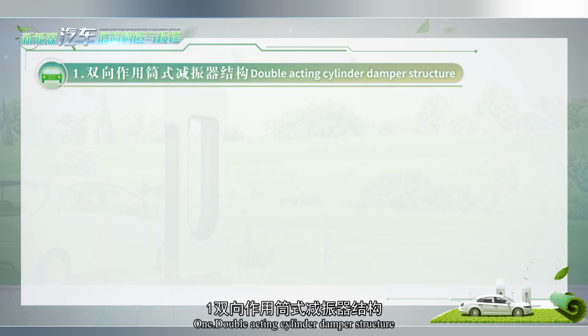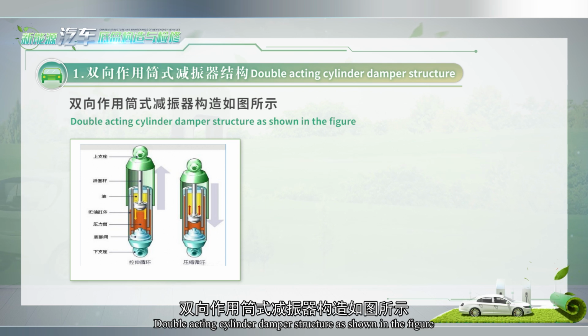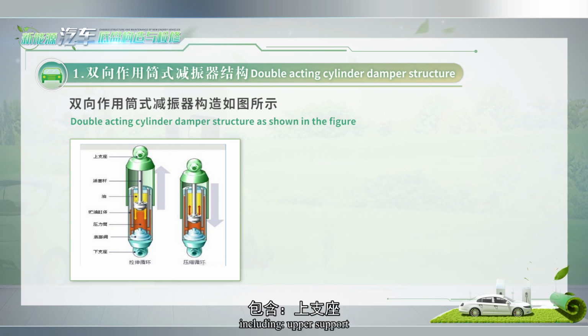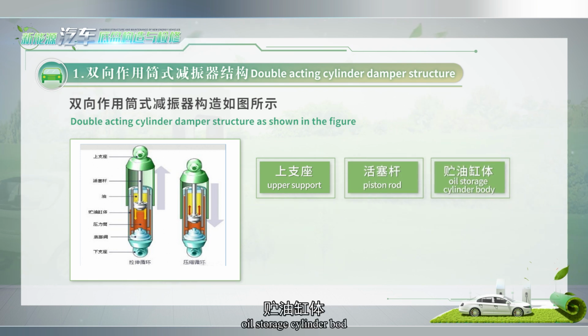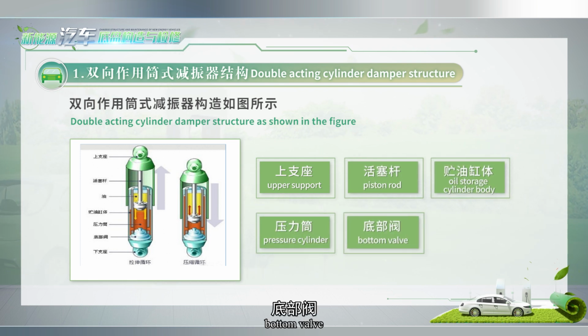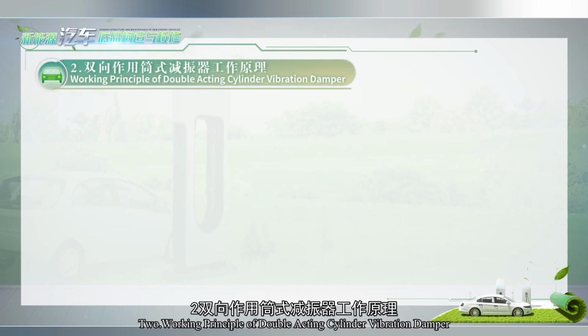1. Double-acting cylinder damper structure. The double-acting cylinder damper structure is shown in the figure, including the upper support, piston rod, oil storage cylinder body, pressure cylinder, bottom valve, lower support, and so on. 2. Working principle of the double-acting cylinder vibration damper.